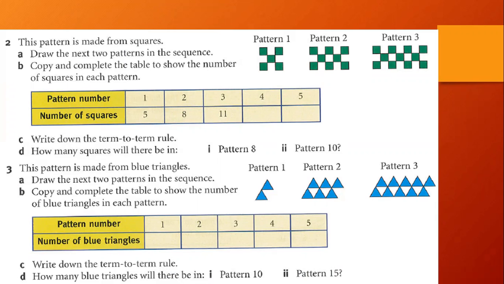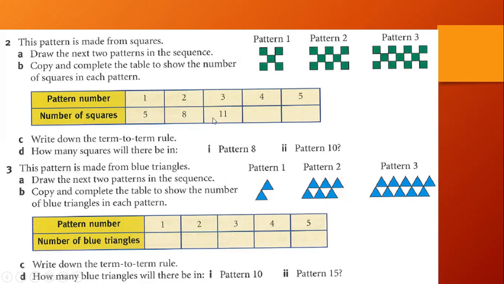First of all, in this exercise we will discuss patterns. What are patterns? How do we solve this? How do we get a new number? All these things we will learn here. Now, he said this pattern is made up of squares. These are the squares you can see. The first one is 5, then 8, then 11. So how many do they add each time? They add 3. So draw the next two patterns.